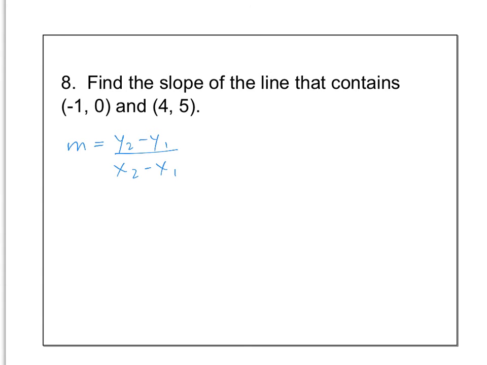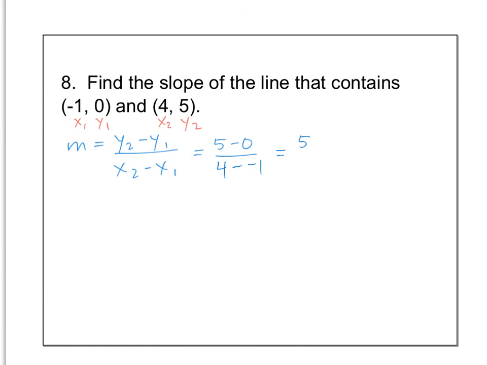So what I do is I label my points, like here's my first x, here's my first y, here's my second x, here's my second y, and then I plug them into the equation. So the second y starts, so it's going to be 5 minus 0 on the top, y2 minus y1. Then it's going to be 4 minus negative 1 on the bottom.